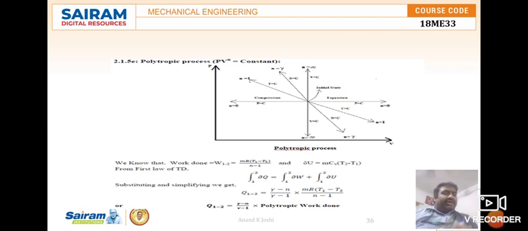Okay, now for this again we are going to find out the heat transfer. The heat transfer is nothing but Q is equal to W plus dU. Here we already know the work done, so we can write it as gamma minus n divided by gamma minus 1 into mR(T1 minus T2) divided by n minus 1, or also we can write it as gamma minus n divided by gamma minus 1 into polytropic work done. That is also correct. So this is the polytropic heat transfer and the work done of this process.